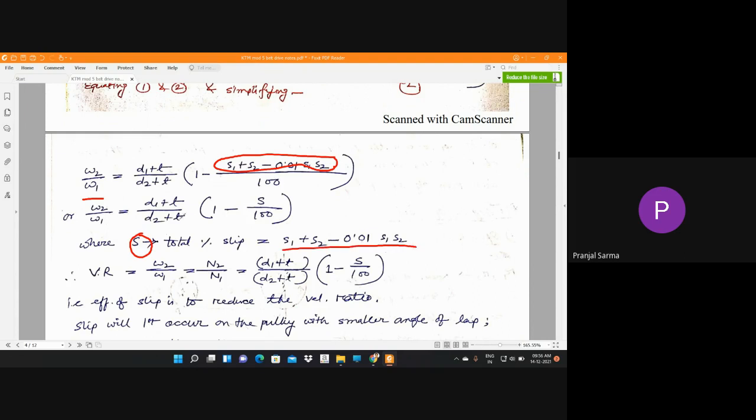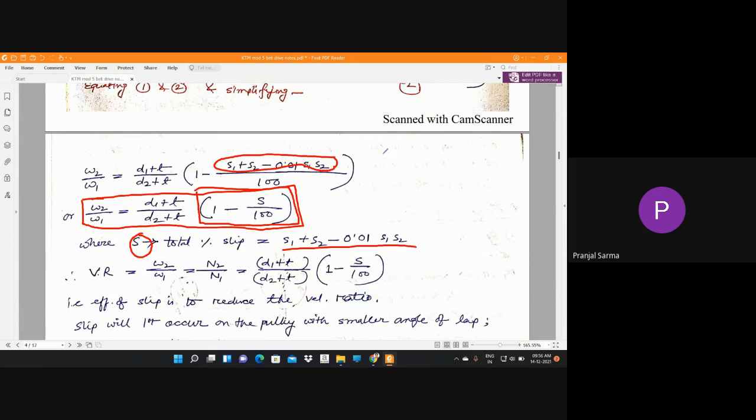Okay, so considering the ratio, this is the effect of slip that is coming up here. Had there been no slip, the velocity ratio would have been omega 2 by omega 1 equal to (d1 + d) divided by (d2 + d). But as there is slip, this gets reduced, and the factor 1 minus s by 100 comes up. Here s is the total percentage slip, not the individual slip, and it is given by s1 + s2 minus 0.01 s1 s2, as can be seen while simplifying it.